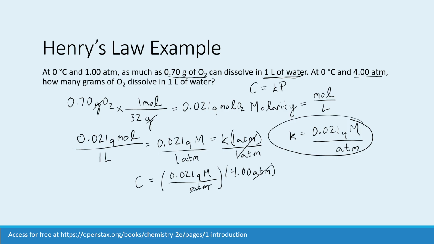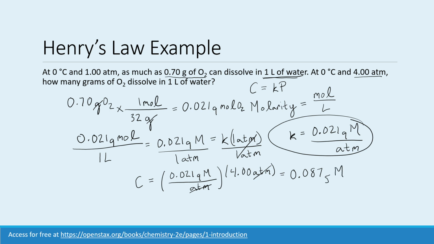Atmospheres will cancel, and we will be left with the concentration. So we're going to take that value, 0.0219 times 4, keep at least 3 digits of significance, and so we get 0.0875, and that is concentration in molarity.